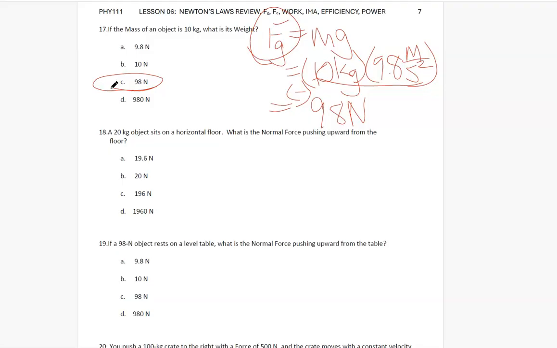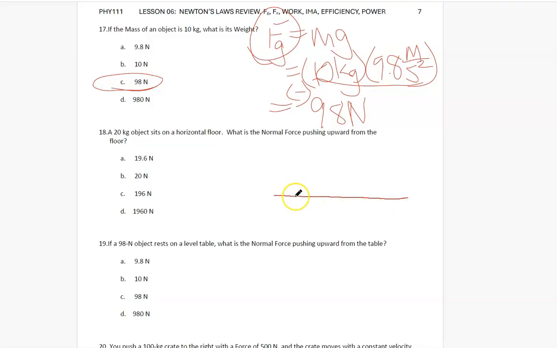Okay, number 18. A 20 kilogram object sits on a horizontal table. What is the normal force pushing upward from the floor? Well, remember I told you anytime you get a mass, calculate the weight right away. Anytime you get a weight, calculate the mass right away. This will usually be a useful second value to have in a lot of these problems. And this is just another example of that.